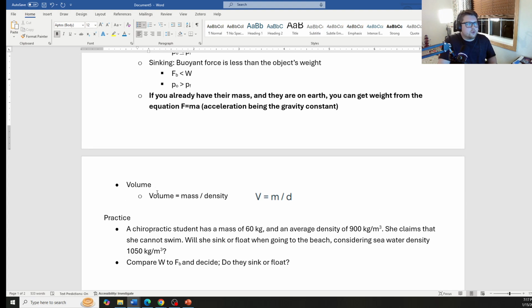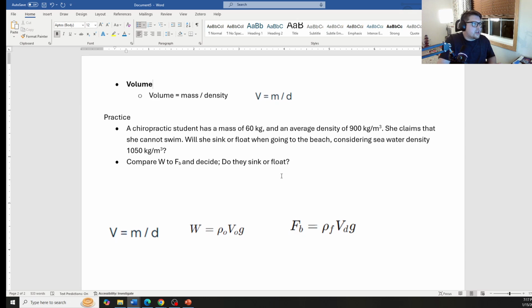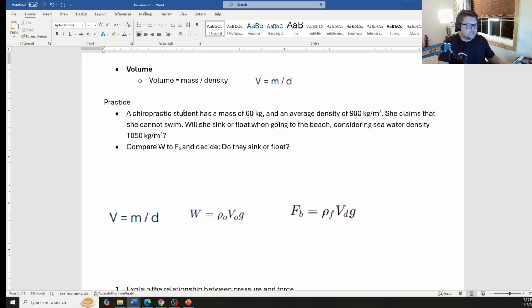Additionally, if we have the mass and we have the density, we can calculate volume. So this is more just giving a couple of different equations in order to get to where we need to be when we get asked certain questions. So our practice question, this is the kind of example that we're going to be seeing.